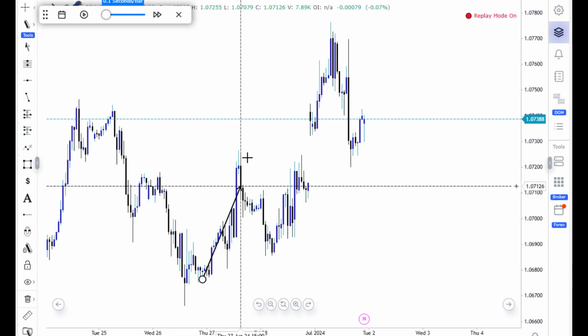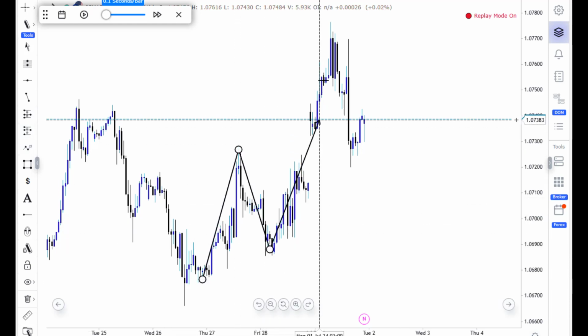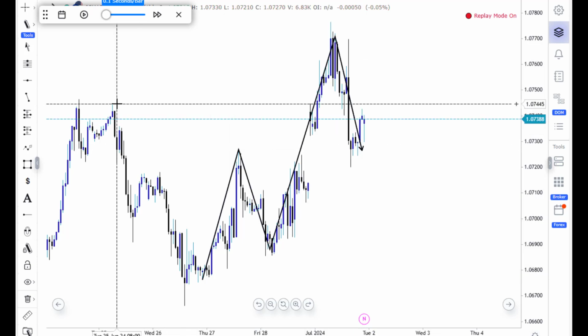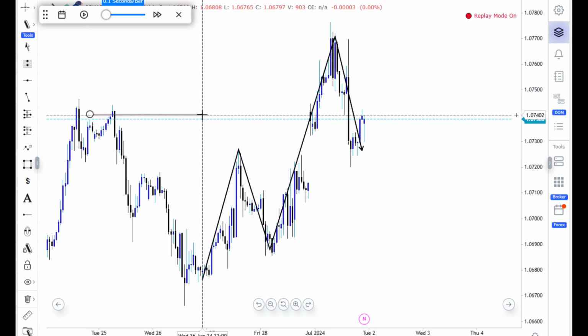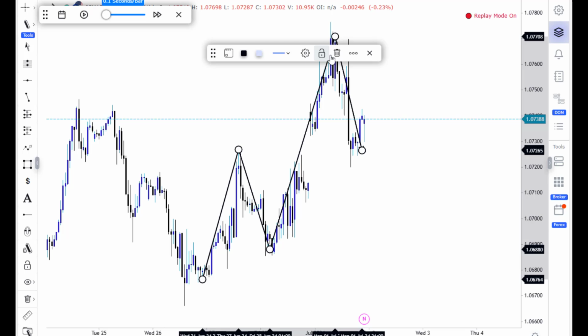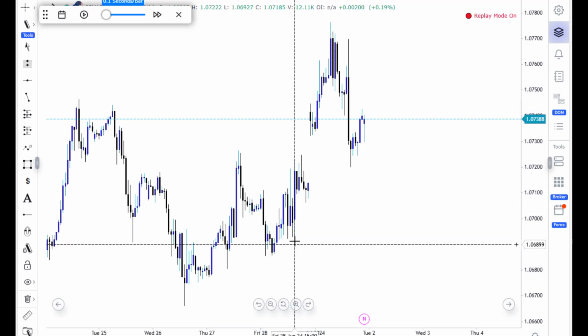You can see here price creates a high, it creates a low, it creates the next high, and then it starts pulling back. Now you see that here we have a break of structure at this left-hand side, indicating that the uptrend is going to continue. So what you do in this situation is you use your trend line to connect.